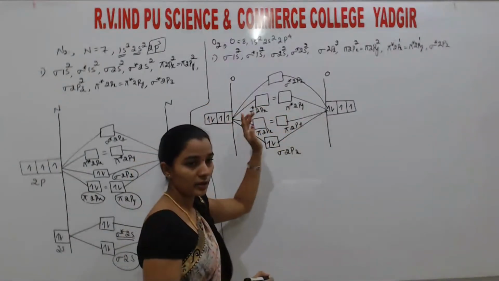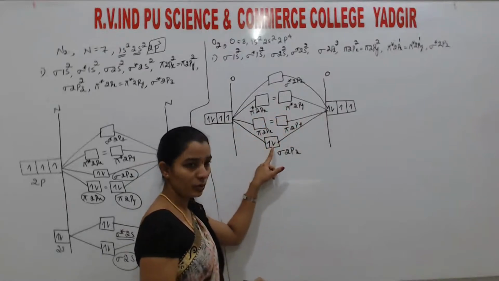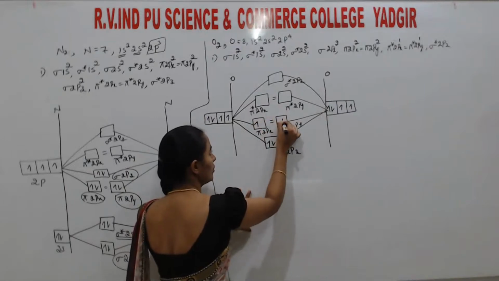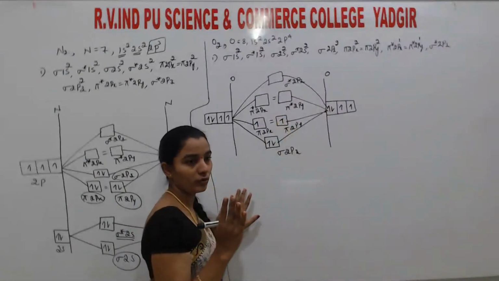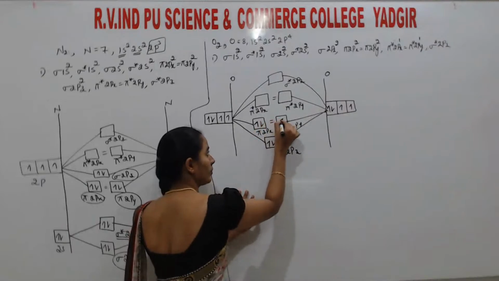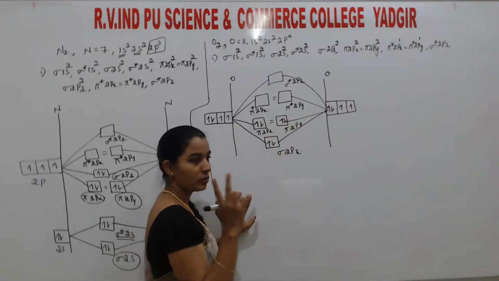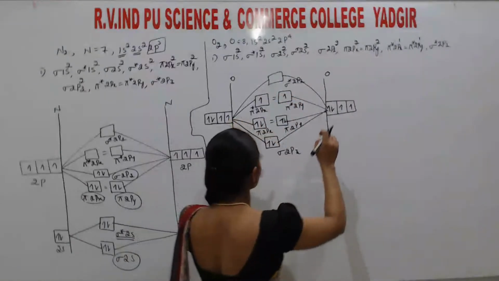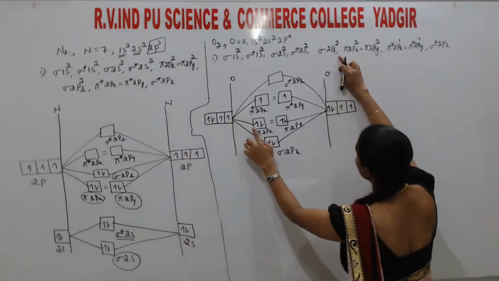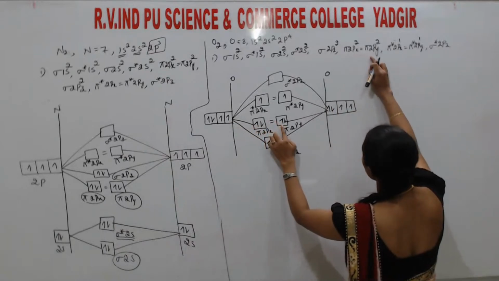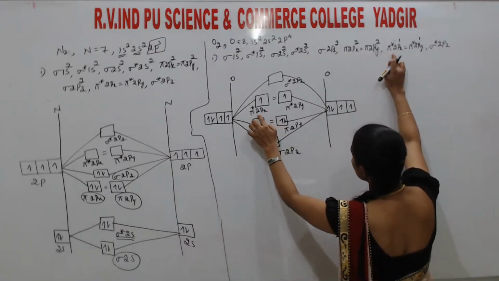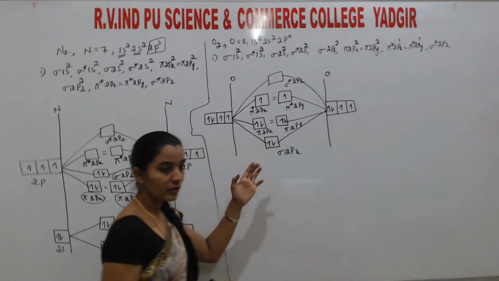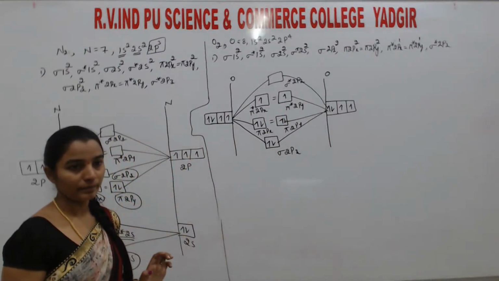Because 8 electrons are there, take the count: 8 electrons, among which 2 are here, remaining is 6. Here 1 electron, 1 electron. Remaining is 4. Again they paired up. Remaining is 2. They are in equal energy, 1 each. Just take the configuration: sigma 2p2, pi 2px2, pi 2py2, pi star 2px1, pi star 2py1. The configuration in the diagram follows the same.